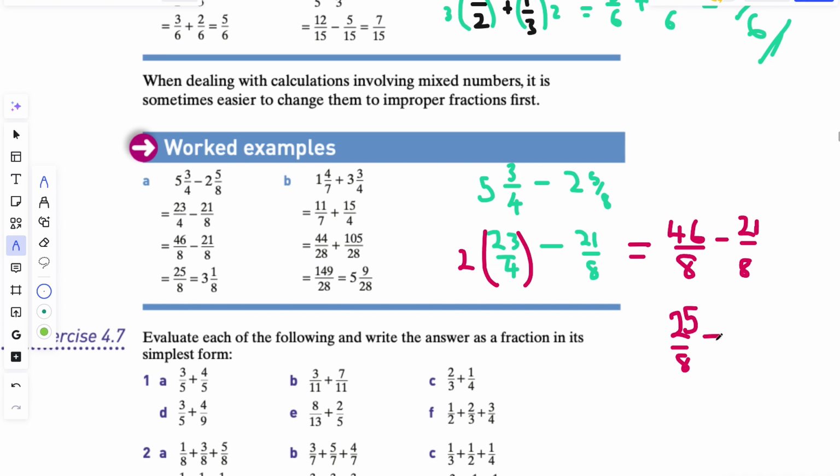So you can change it to a mixed number. How many times can 8 go into 25? 3 times. So you write 3 whole number, remainder 1, because 3 times 8 is 24. Remainder 1. So you say 1 over 8. So you can either leave it like this or put it in the mixed number. That's it. Is that okay?